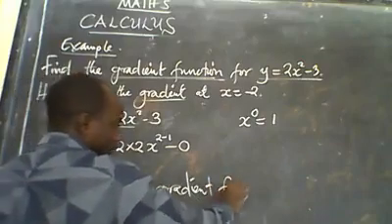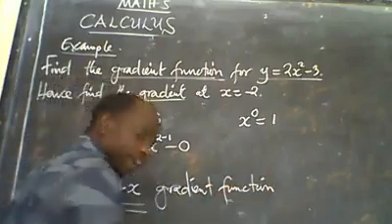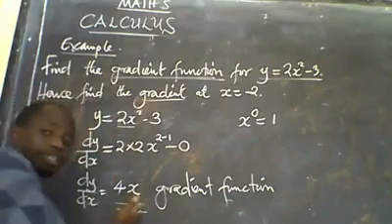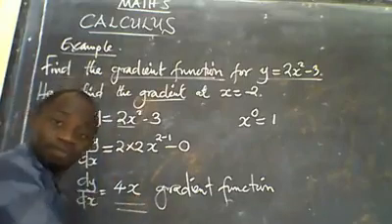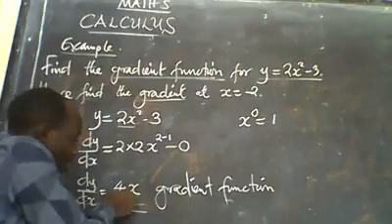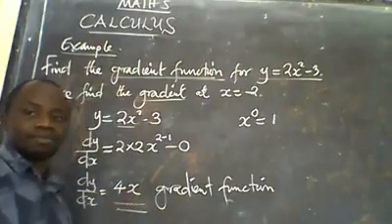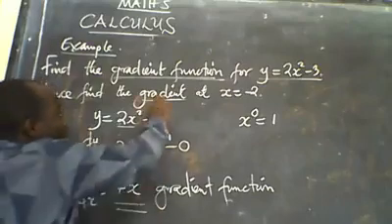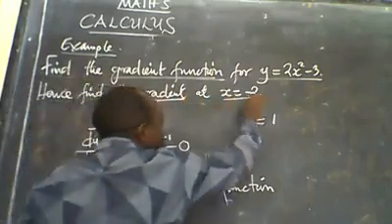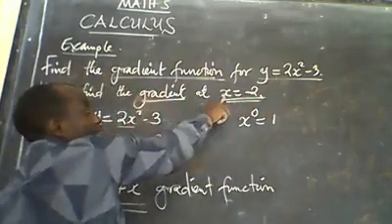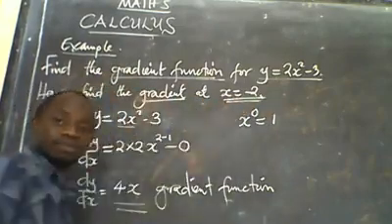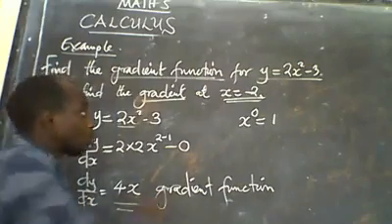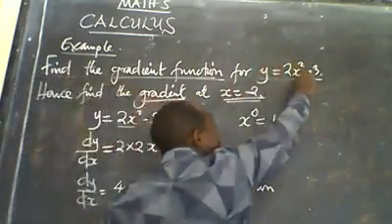Gradient function. This is how we find the gradient function. Whether they say find dy dx, it's the same thing. Find the derivative, it's the same thing. So now you have the gradient function. After finding the gradient function, we need to find the gradient at this point. We are told that where there is x, you make that replacement, which is negative 2.